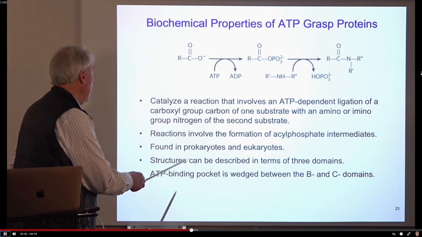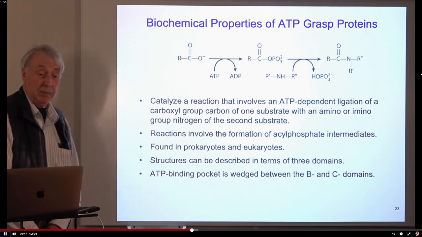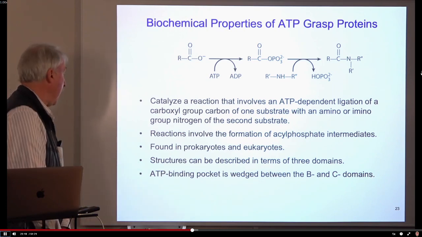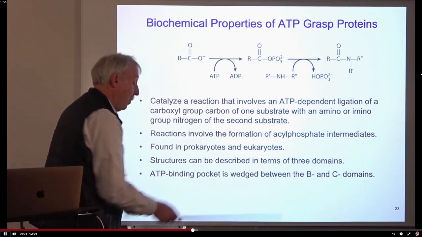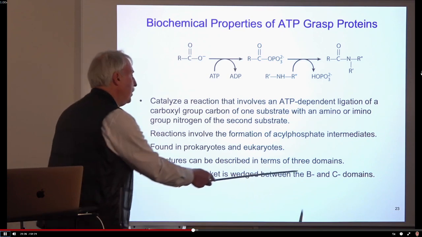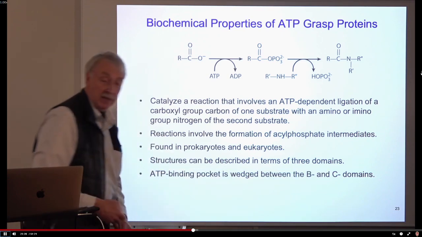In this case, this class of enzymes, the ATP GRASP, can all be described as having 3 domains. And the ATP binding pocket, as opposed to the P loop, is wedged between the B and the C domains.